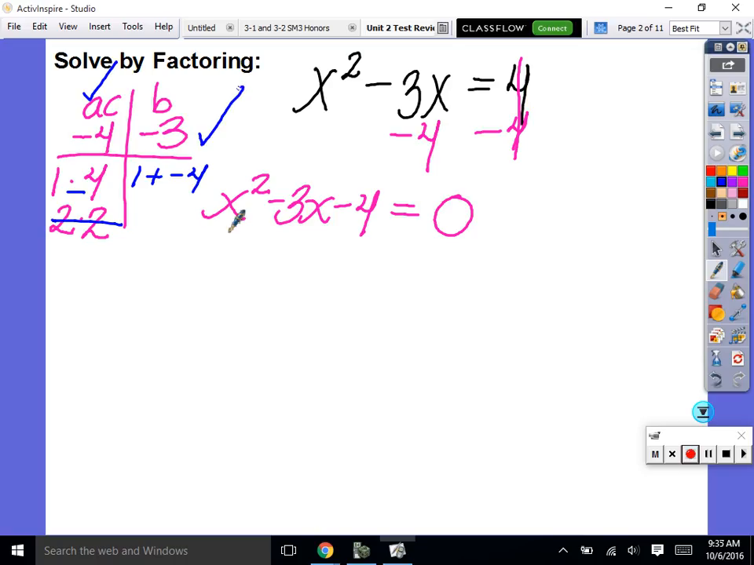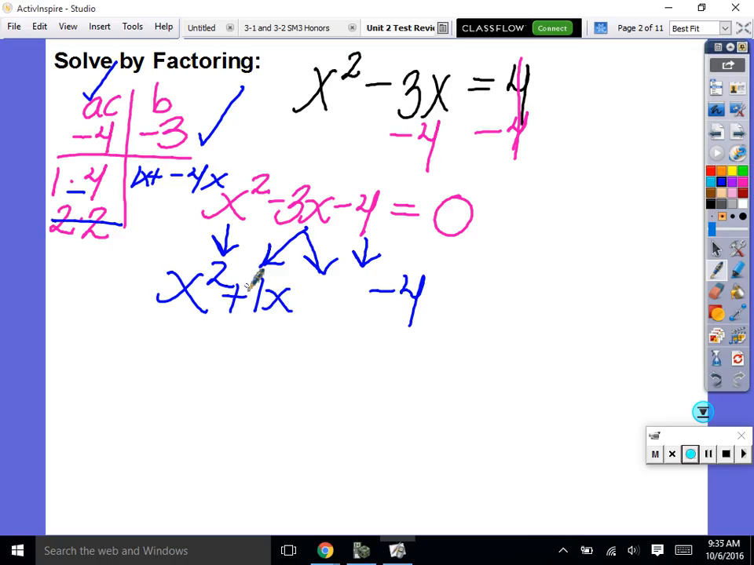So now we can drop and break. Drop your end terms down. So we drop down positive x squared. We drop down negative 4. Then we break down our middle term, rewriting it as these two factors but with x's. Order doesn't matter. So I'll just say positive 1x minus 4x. Now we group the first two terms. We group the last two terms, including the sign.